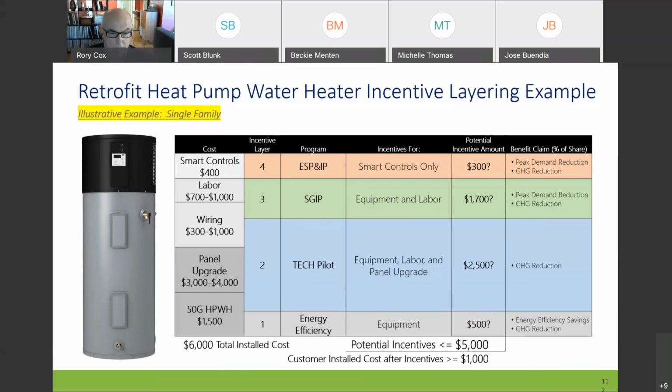So, Katie touched on this earlier. The difficult part is really valuing the cost effectiveness and the benefits from the different programs and the different value streams. But based on the examples, the one core benefit is the GHG reduction amongst the different programs. Obviously, the EE program would have energy efficiency benefits. S-chip and ESP and IP are really peak demand reduction focused, including some load shifting resulting from load shifting capabilities.